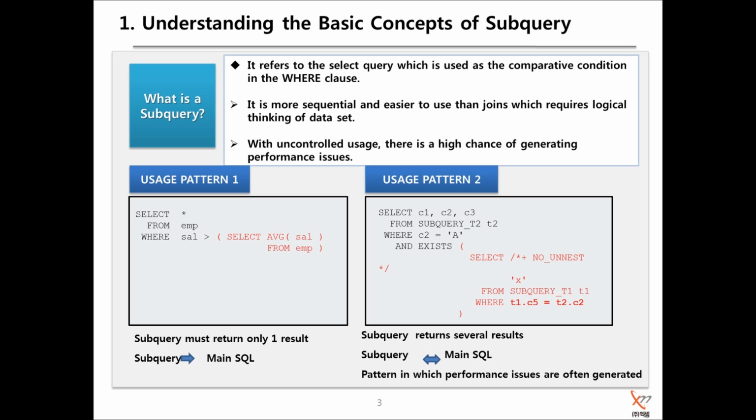In pattern 2, exists or in are used, and it can return multiple rows. It can be executed either by inheriting the value from the main SQL and then checking to see if a corresponding value exists in the subquery table, or by executing the subquery first and then delivering the value to the main query. In actual cases, performance issues associated with using subquery have most commonly been in the pattern 2 format.